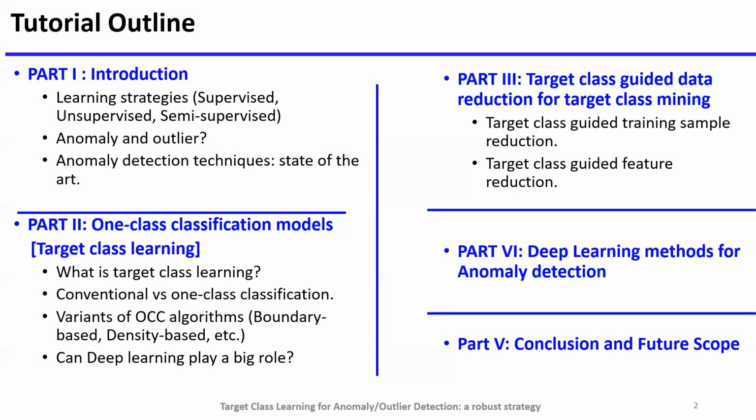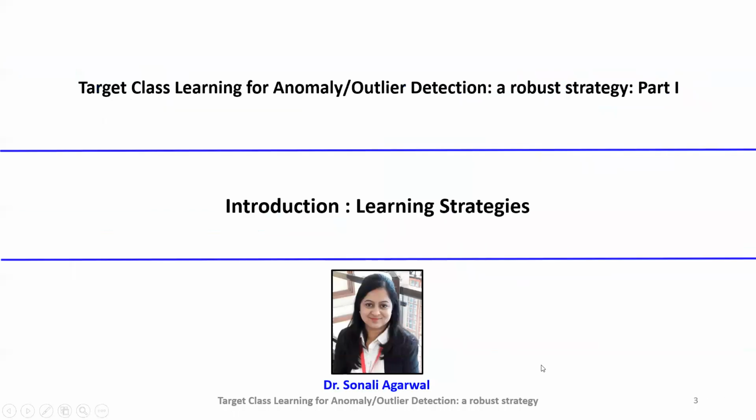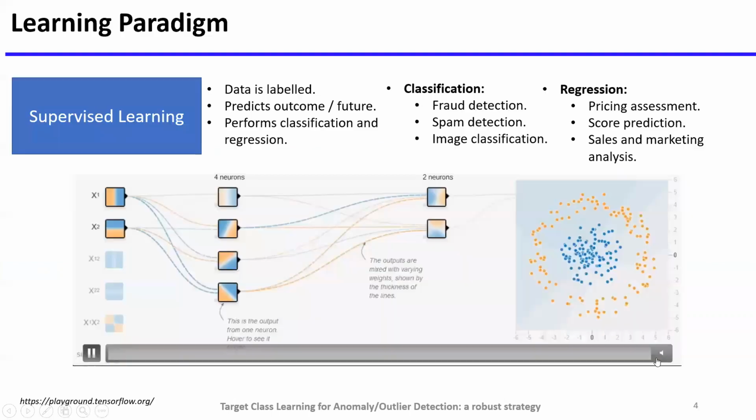In part 4 of the tutorial, we will be covering various deep learning methods for anomaly detection. The final part of the tutorial includes conclusion and future scope. So let us start the first section of the tutorial. It is about learning strategies.